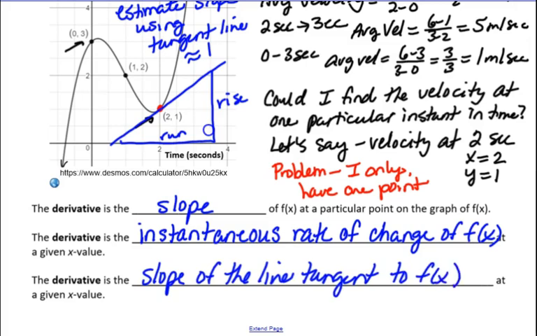In the next video then we're going to look at how we actually find the rate of change, that instantaneous rate of change, that slope of the tangent line, that derivative at the point 2, 1.